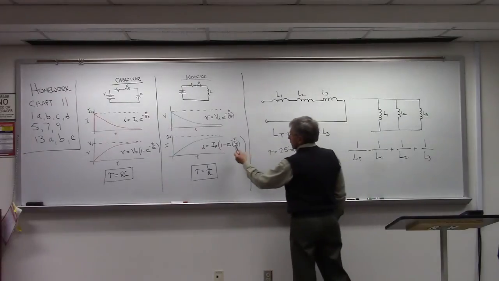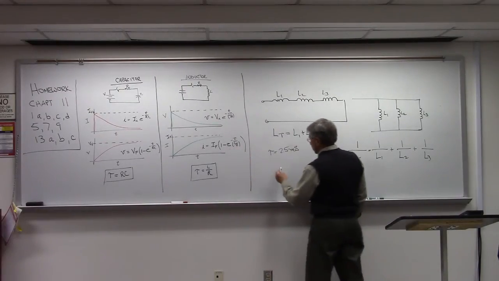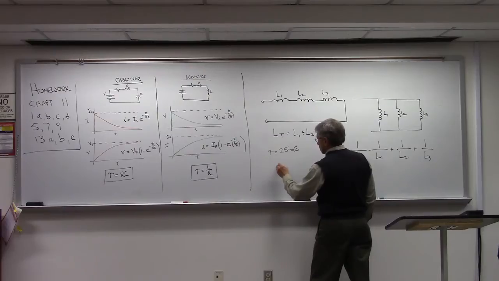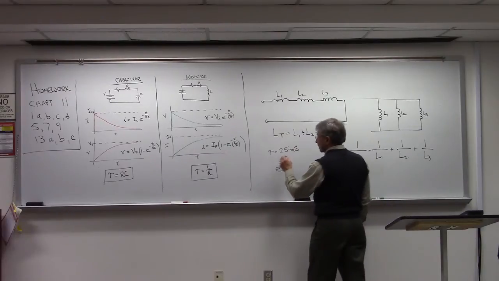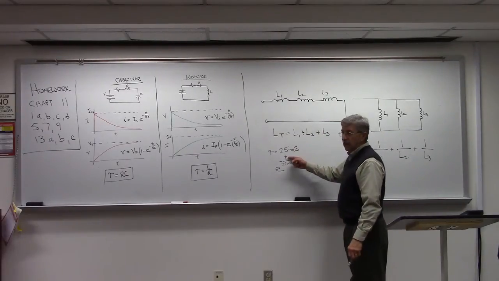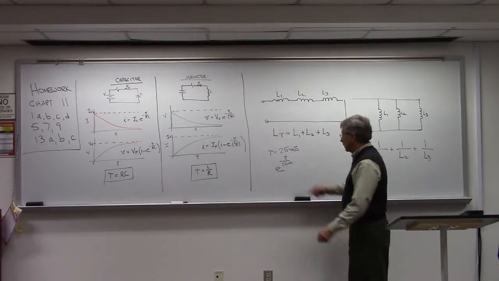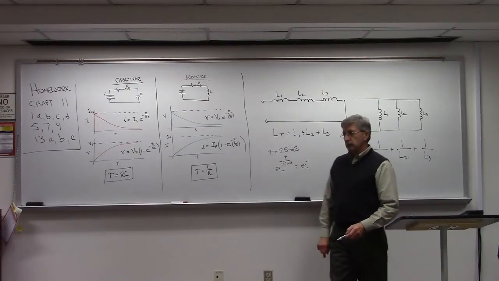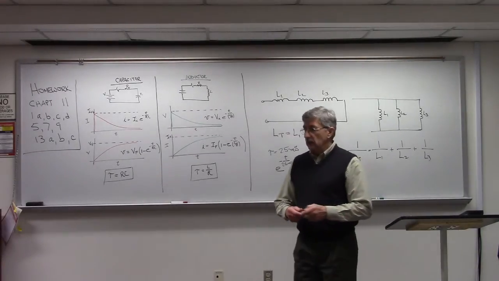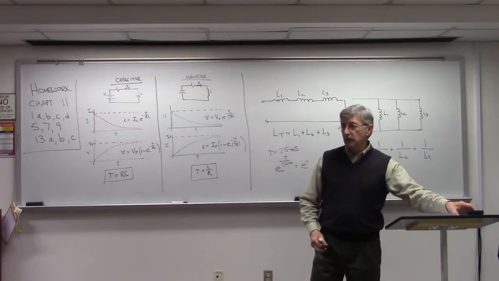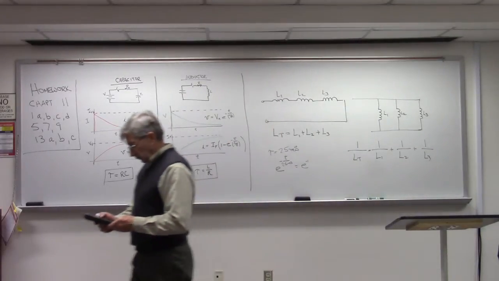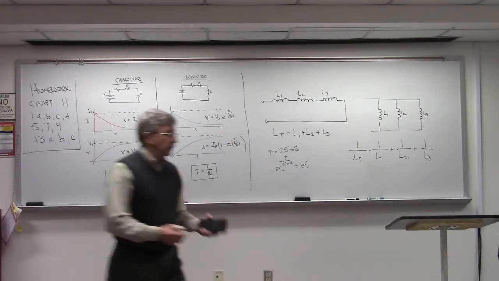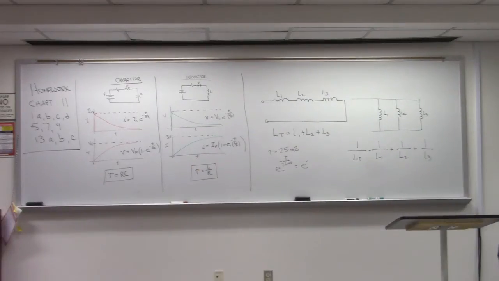If that's 2.5 milliseconds, when this amount of time has elapsed, 2.5 milliseconds, this is equal to e to the minus 1. Okay? Now, do you have e on your calculator, the letter e, the irrational number e? I don't even have it on this. This calculator is so old.